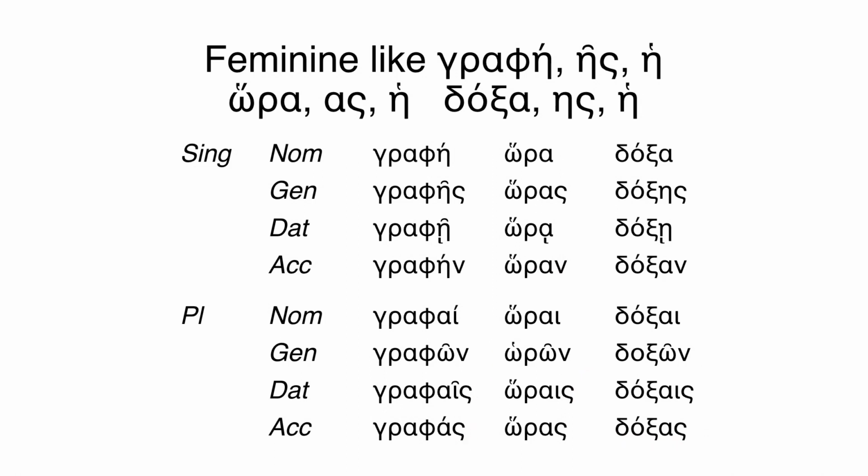So what you need to do is learn from memory all of these forms. Take particular care with the differences between the paradigms: stems that end in consonants like grafe, stems that end in vowels or the letter rho like hora, and stems that end in sigma or xi like doxa. So take particular care to learn those rules and this table before we go any further.